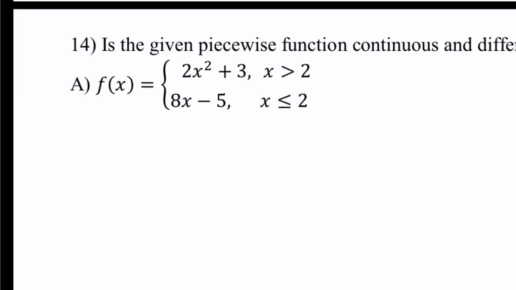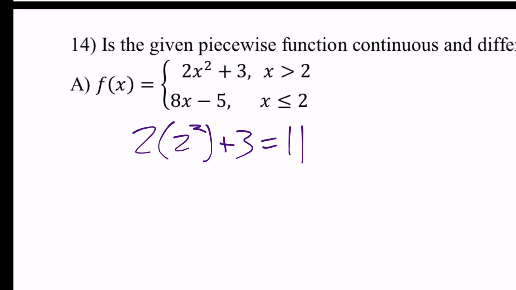So plug in 2. 2 times 2 squared plus 3. 2 squared is 4 times 2 is 8 plus 3 is 11. Plug in 2 to the other function. 8 times 2 is 16 minus 5 is also 11. So it's continuous.